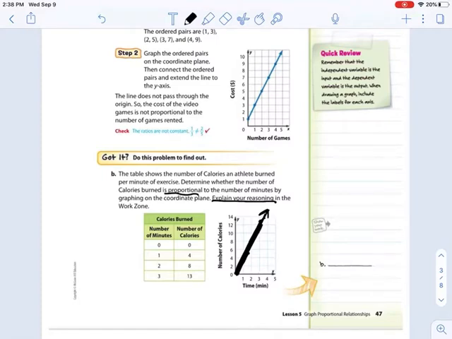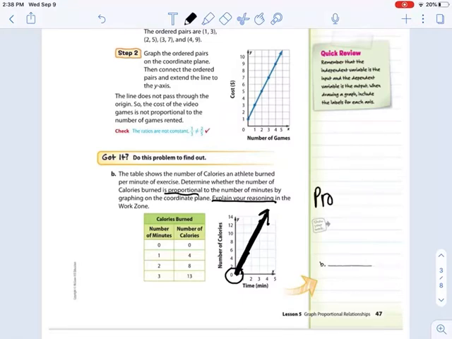So now I need to determine if it is proportional. So I'm checking, is it straight? Yes, this line is straight. And does it go through the origin? Does it touch right here? Yes, it does. So then it's proportional.